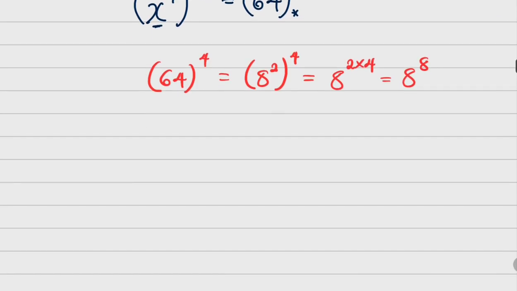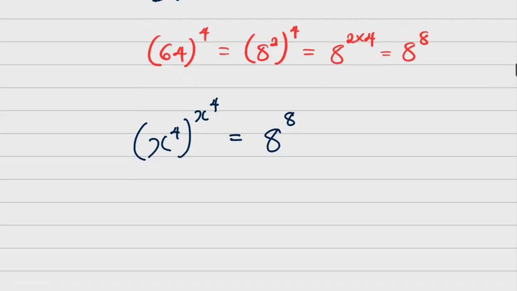So put them side by side. Putting it side by side, you are going to have x raised to power 4 raised to power x raised to power 4 is equals to 8 raised to power 8. Now, by inspection, you get to know that we can quickly say that this is the same thing as this. Why? Because the base is the same thing. The two sides, their bases and their powers are the same. So we can make that conclusion by inspection.